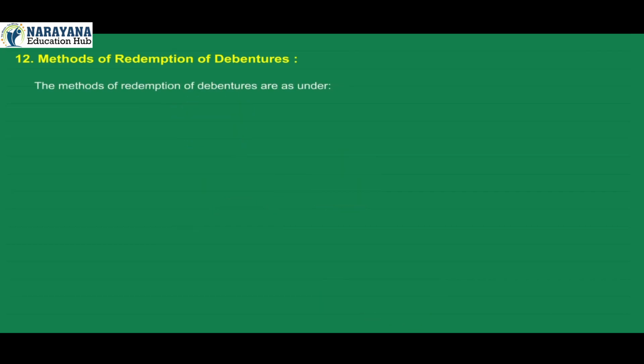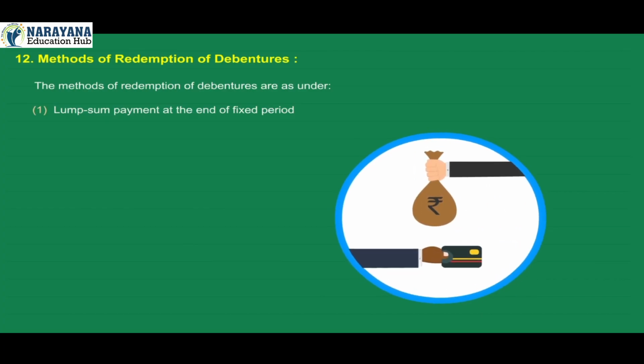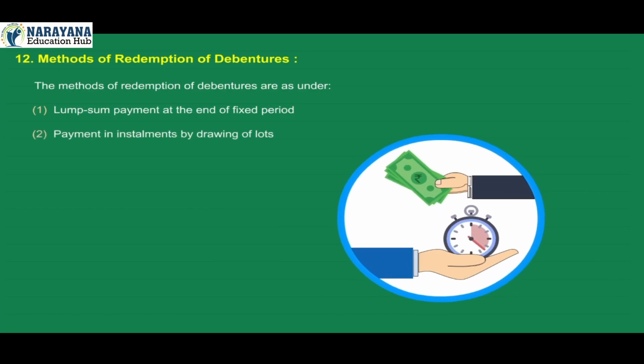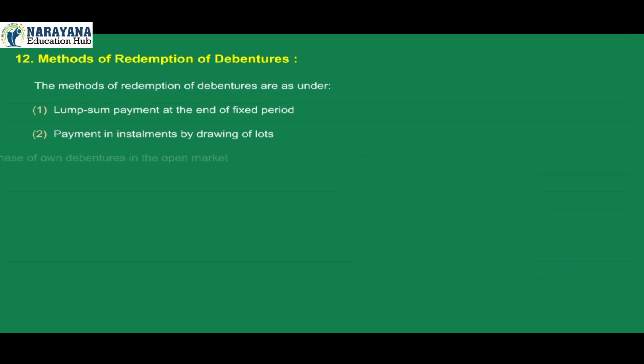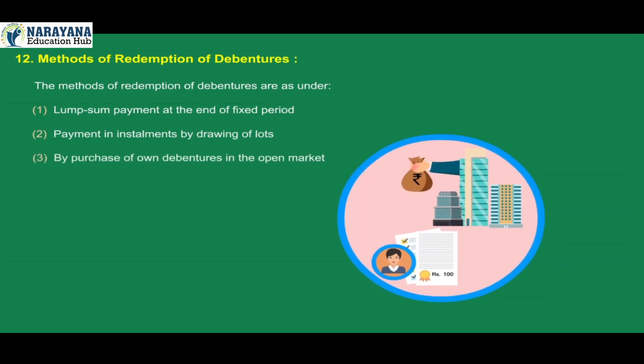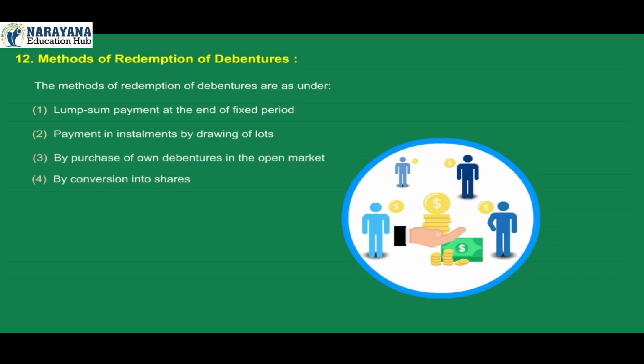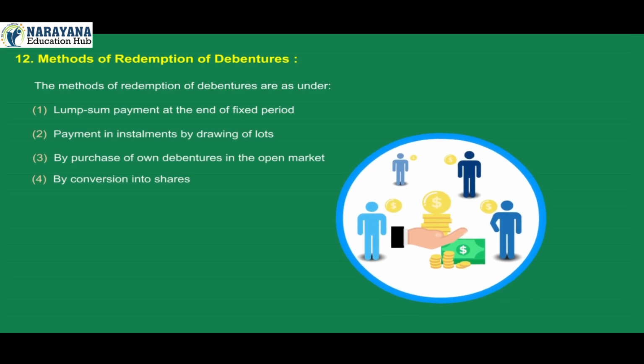12. Methods of redemption of debentures. The methods of redemption of debentures are as under. 1. Lump sum payment at the end of fixed period. 2. Payment in installments by drawing of lots. 3. By purchase of own debentures in the open market. 4. By conversion into shares.